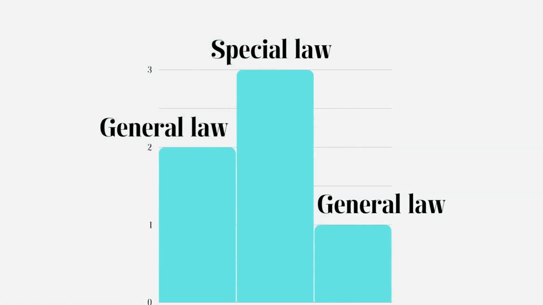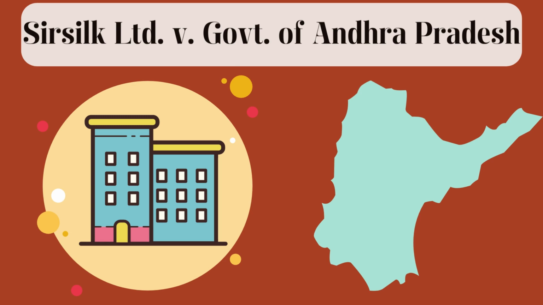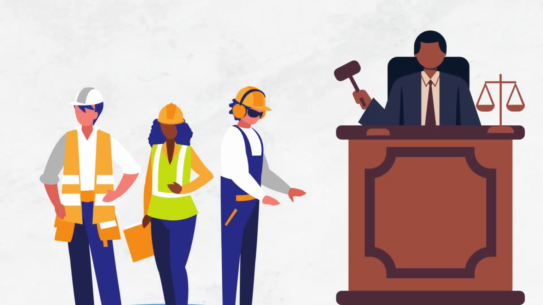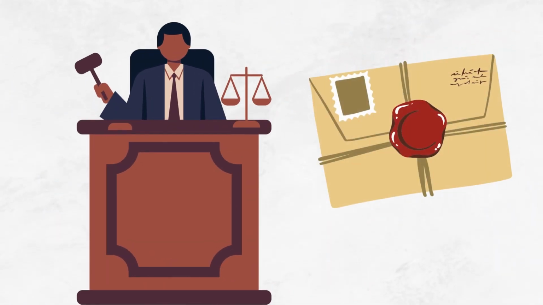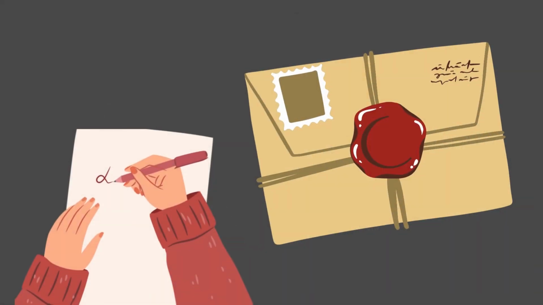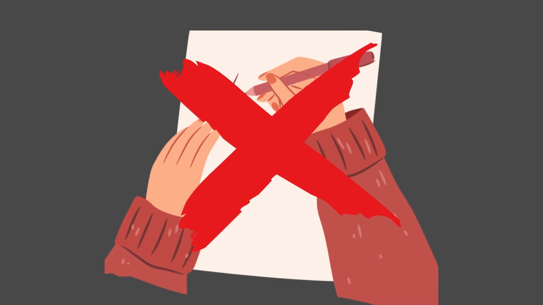In the case of Sir Silk Limited vs. Government of Andhra Pradesh, disputes between the workmen and the employer were brought before an industrial tribunal, and after adjudication, the award was sent for publication. But before the publication could take place, the parties reached a settlement and jointly communicated to the government, requesting that the award may not be published. However, the government rejected the request.